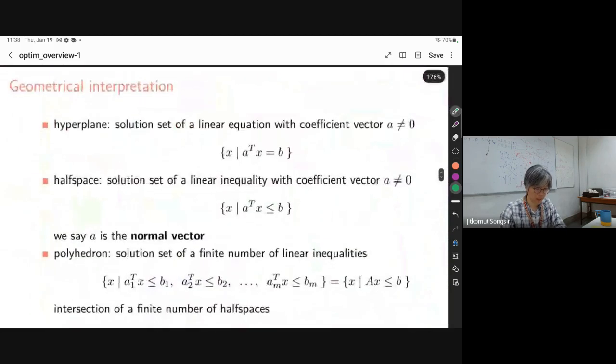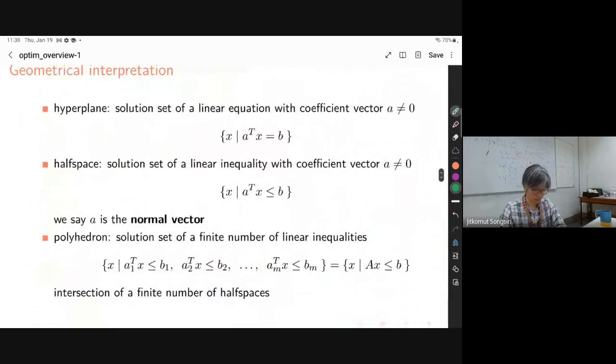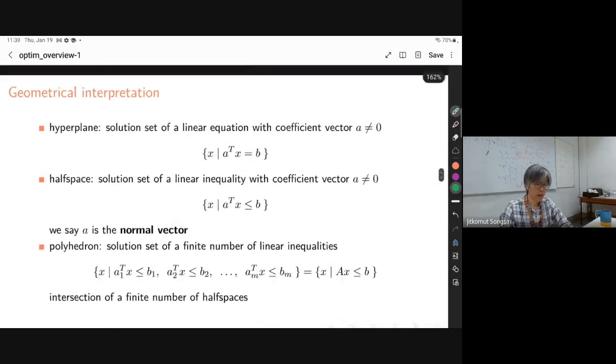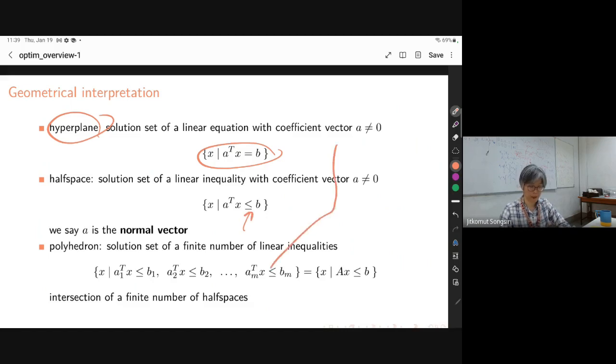Now, when we have a linear program, because it's a linear function, it's always nice to understand the interpretation of linear functions and things related to that. When you have a linear equality, that is a hyperplane, right? If I change the equality into an inequality sign, what does it mean? I have a hyperplane in this space.